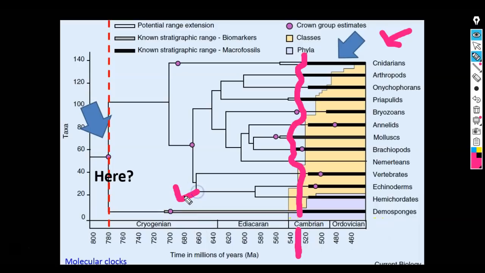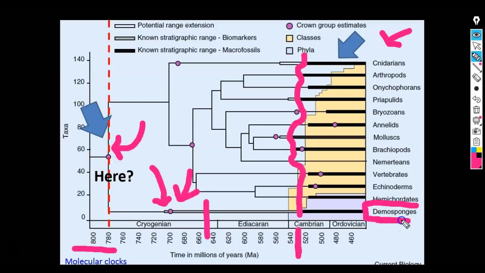Now, here you can see we've got sponges. And this is putting it back using biomarker data. In fact, the most reasonable biomarker data, as we were just talking about, is probably about here, although there is some contentious fossil data over here. But if we look at where the molecular clock data is putting us, that's suggesting the origin of animals, the last common ancestor of animals, goes all the way back to 780. And then the last common ancestor of the group that includes everything excluding the sponges is sometime around 700 million years. So there's a massive gap.